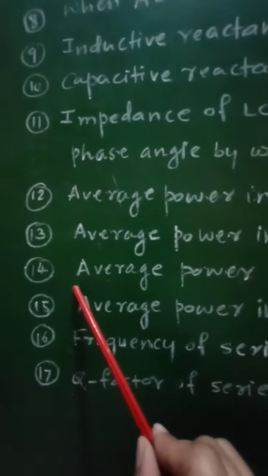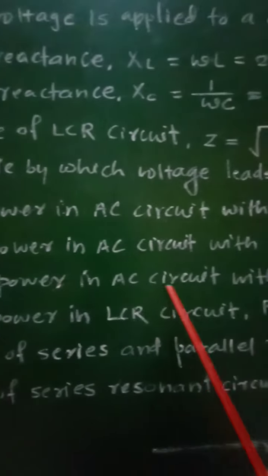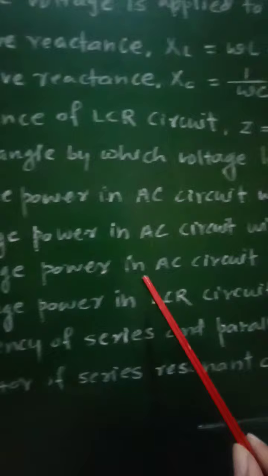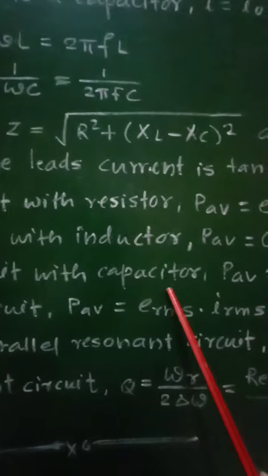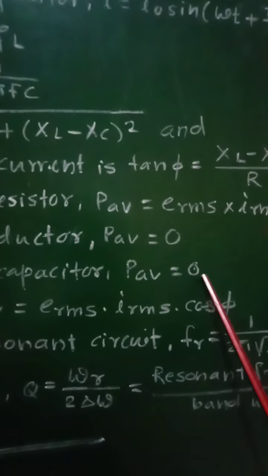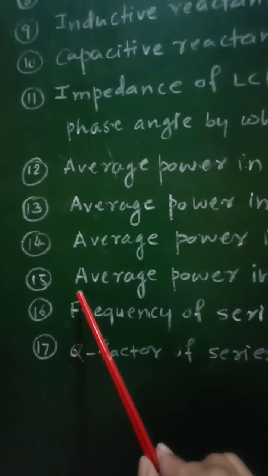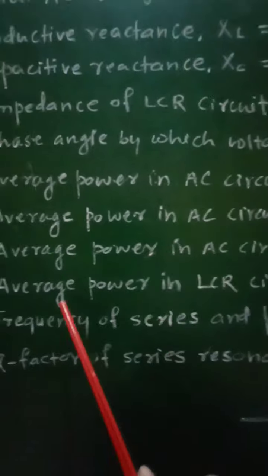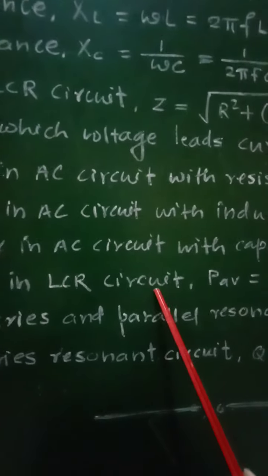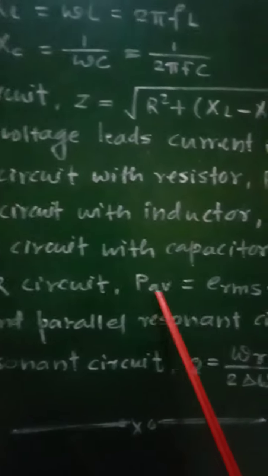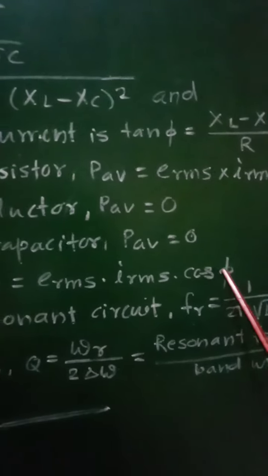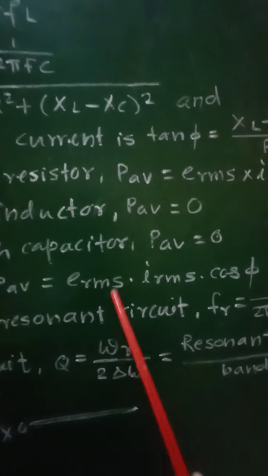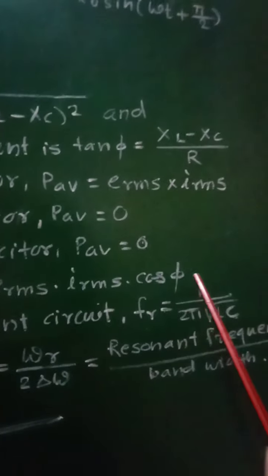Then 14th formula gives average power in AC circuit with capacitor, that is purely capacitive circuit, P average equal to again 0. Then 15th formula gives average power in LCR circuit, that is P average equal to E RMS into I RMS into cos phi.